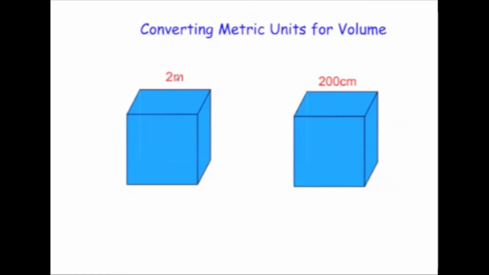Let's just check it with another pair of cubes. So here we've got 2 meters, 2 meters and 2 meters. Times them together would be 8 meters cubed. Remember, 2 times 2 is 4, times 2 is 8 meters cubed.